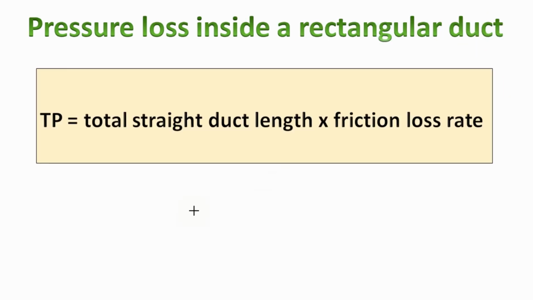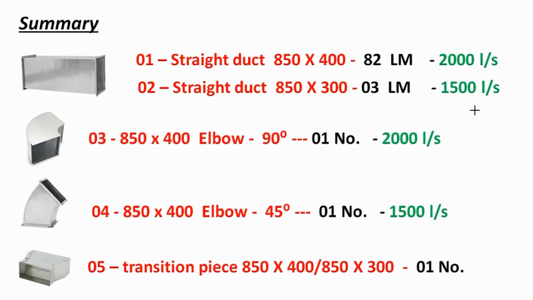To calculate the total pressure drop inside a straight duct, we use this formula: total pressure drop equals total straight duct length times friction loss rate. First, we will make a table of all fittings in this duct and straight duct with their length.